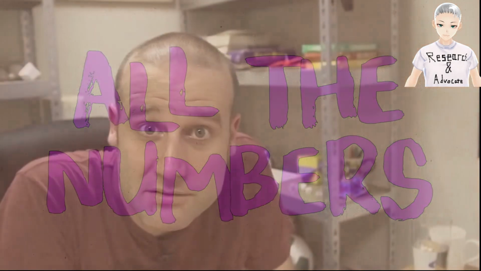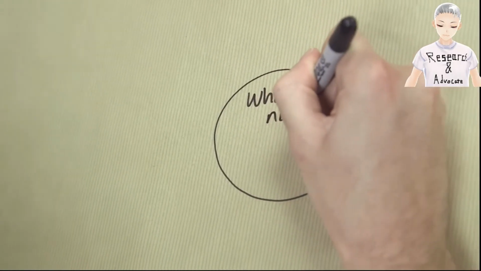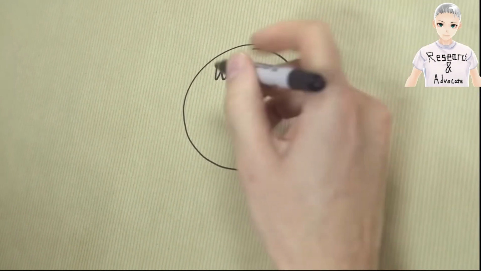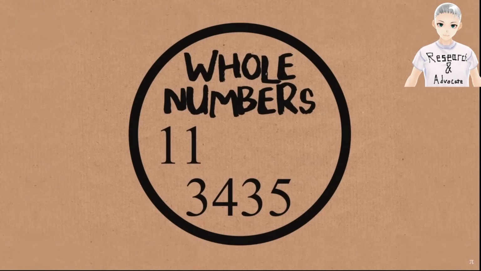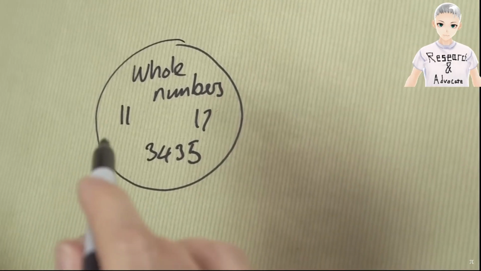Of the numbers, some would say, but we haven't done all the numbers. Originally, we did the whole numbers, and these are the classics. My goodness, we've done 11, that was an early one. We've done 3, 4, 3, 5, 17, right? All the whole numbers sit in here. But then there are other types of numbers.